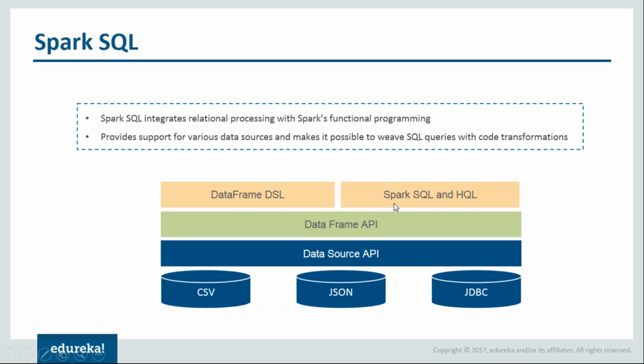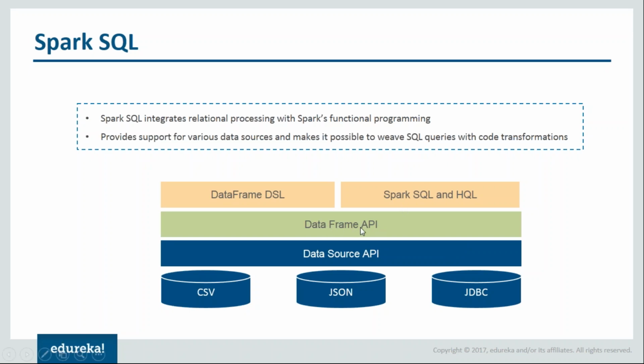So this is the architecture of Spark SQL. Let's talk about each of these components one by one. First we have the data source API. This is a universal API for loading and storing structured data. It is built on support for Hive, Avro, JSON, JDBC, CSV, Parquet, etc. It also supports third-party integration through Spark packages.